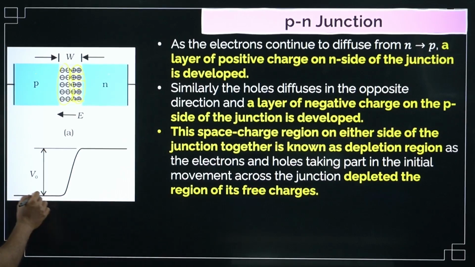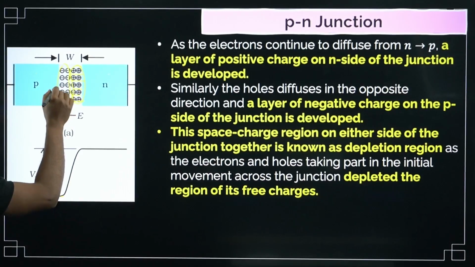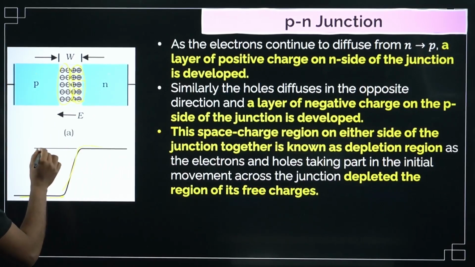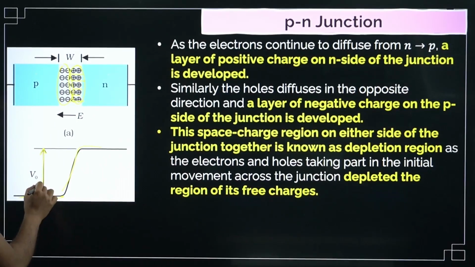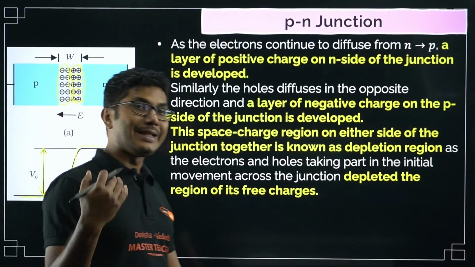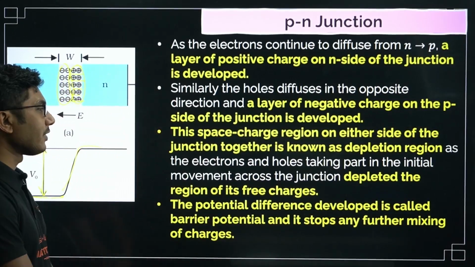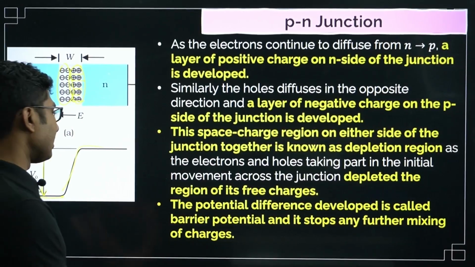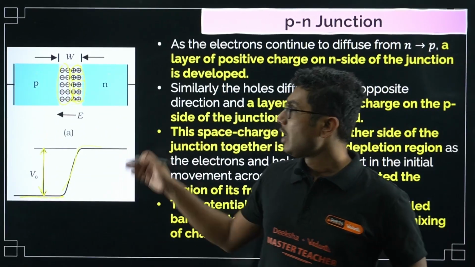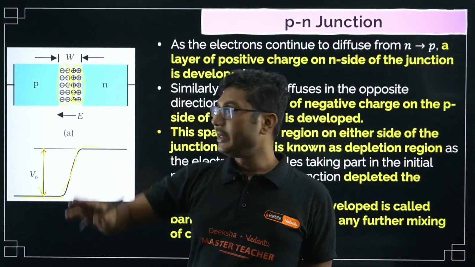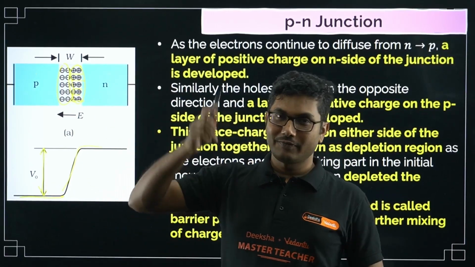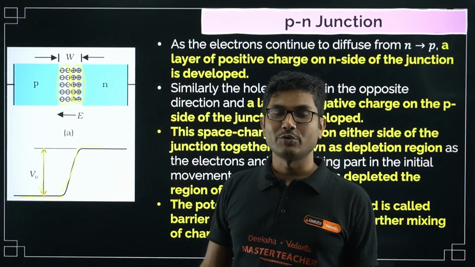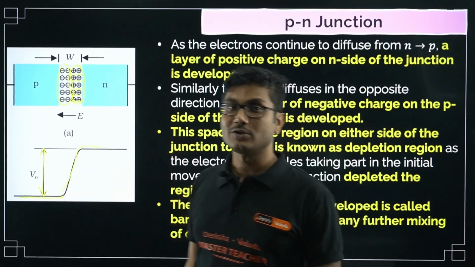Now there is a potential difference in the depletion region. As you can see, the positive side is at lower potential and the negative side is at higher potential. So there is a potential difference. It is also known as barrier potential. The potential difference developed is called barrier potential, and it stops any further mixing of charges. So the barrier potential is like a flag bearer. He is saying, okay, stop the war, no one should go to the field and fight. It is basically stopping the war.